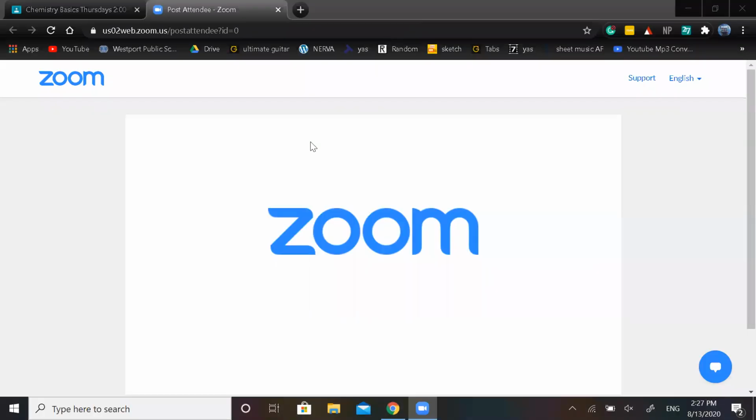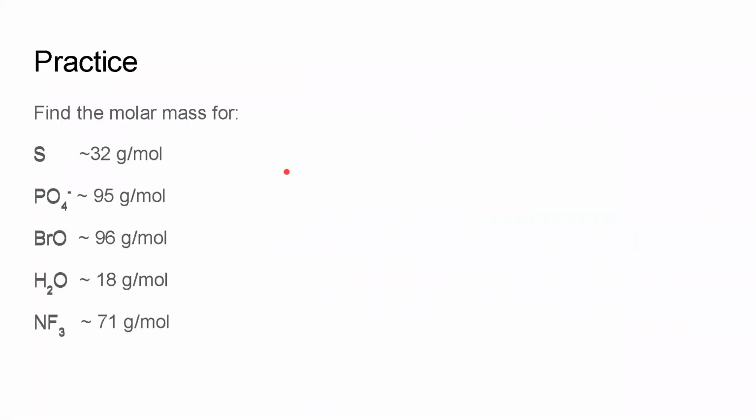Anyways, these are the answers for the molar masses. Sulfur is 32 grams per mole. Phosphate is 95 grams per mole. BrO is 96 grams per mole. Water is 18 grams per mole. And NF3 is 71 grams per mole. So that's that.